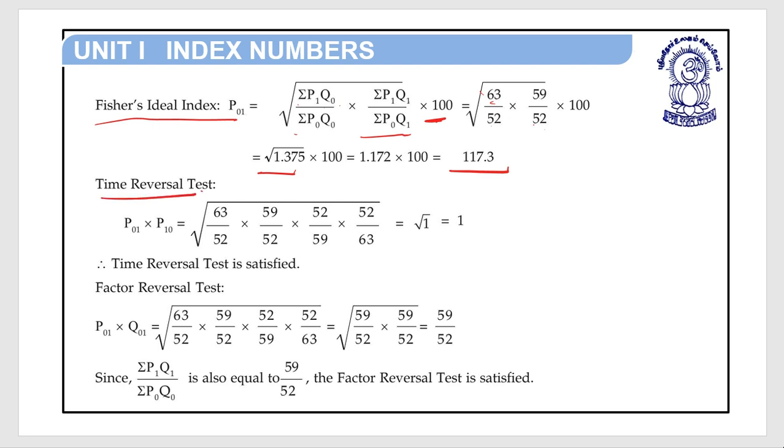Now the time reversal test. P01 into P10 is equal to under root of 63 by 52 into 59 by 52 into 52 by 59 into 52 by 63. So all cancel, and it is equal to 1. Time reversal test is satisfied. Factor reversal test, P01 into Q01. So under root of 63 by 52 into 59 by 52 into 52 by 59 into 52 by 63.